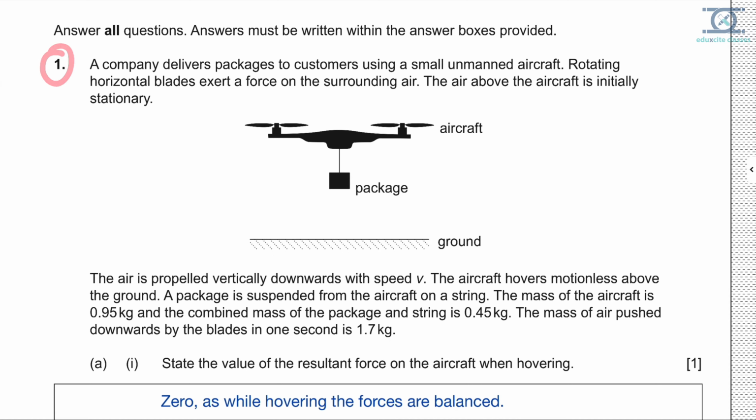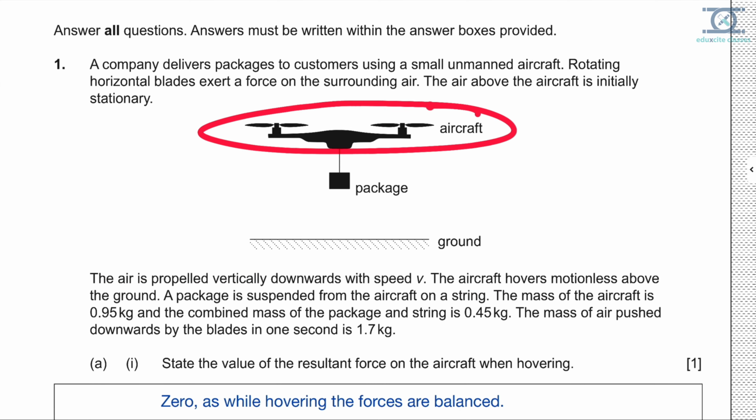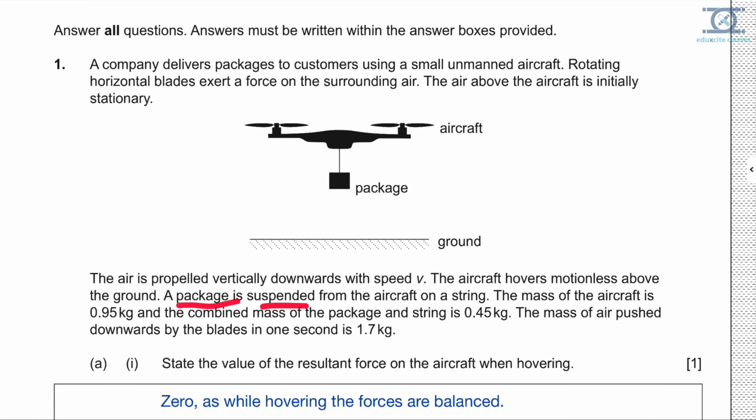Question number 1. A company delivers packages to customers using a small unmanned aircraft. Rotating horizontal blades exert a force on the surrounding air. These are the blades, exerting a force on the surrounding air. The air above the aircraft is initially stationary. The air is propelled vertically downward with speed v. The aircraft remains motionless above the ground. It is not moving. A package is suspended from the aircraft on a string. You can see in the diagram.